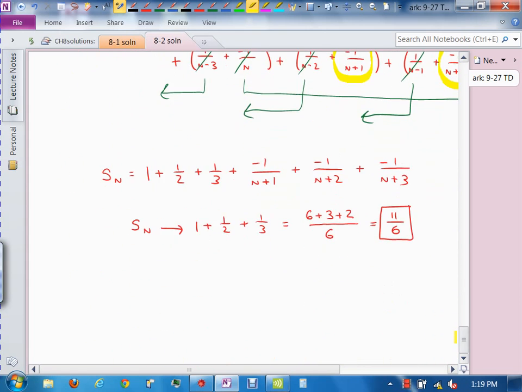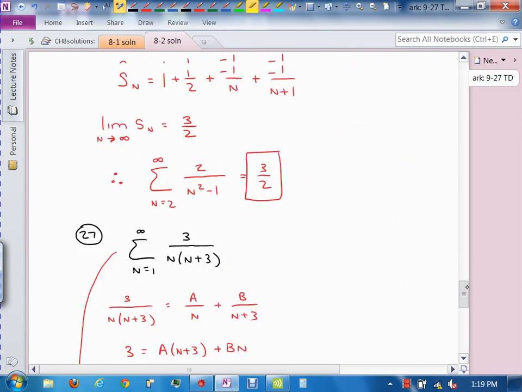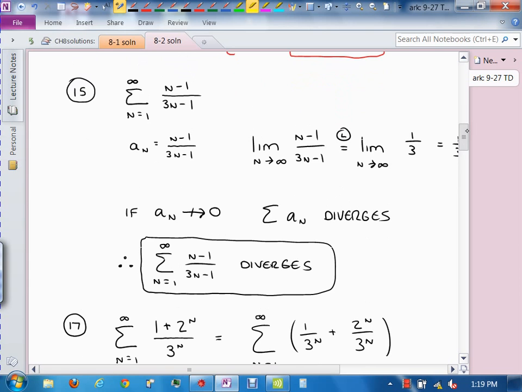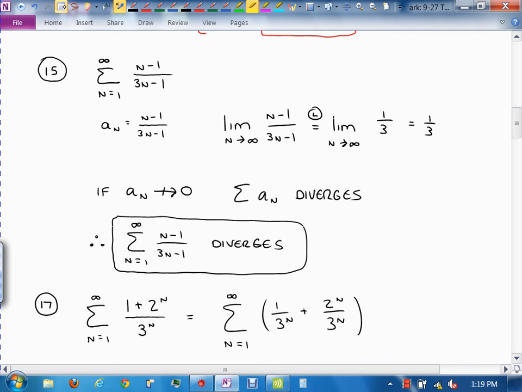Yes. 15? Okay, 15. We're trying to figure out what's happening when you add up the terms of this sequence, right? Add them up forever. So the first thing I do is I take a look at the sequence, and I always want to ask myself, where does that sequence go? Because if the limit of a sequence goes to somewhere other than 0, what can you tell me?